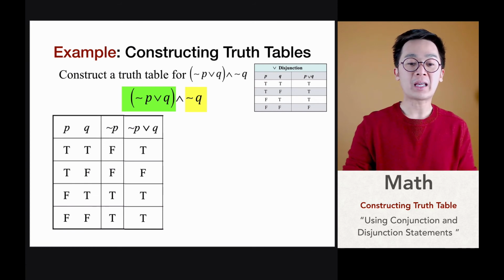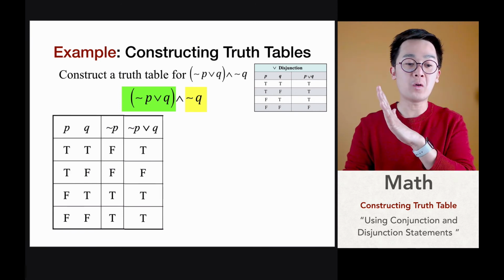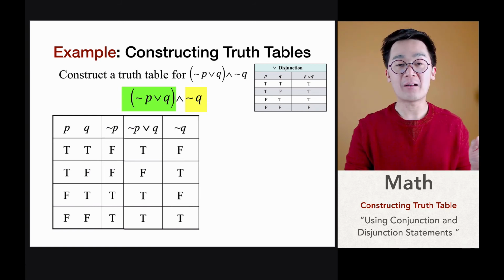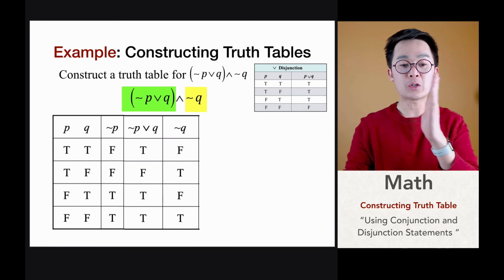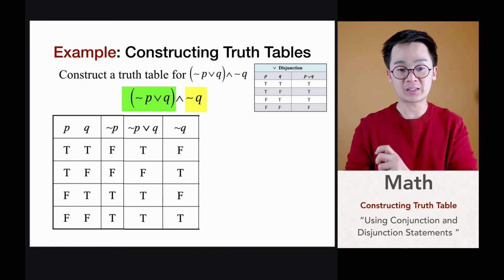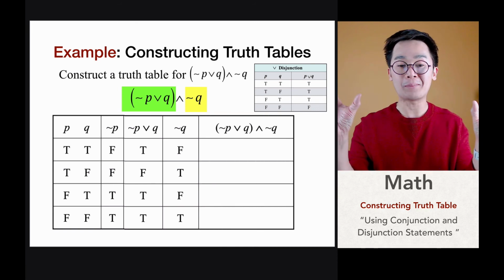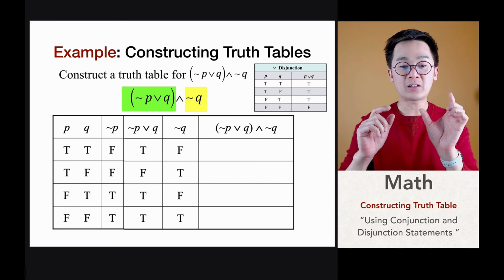So now that we have our column for not P or Q, we're going to look at our second group, which is not Q, and negate our Q column. Our Q column has the values T, F, T, F, so not Q would be F, T, F, T.